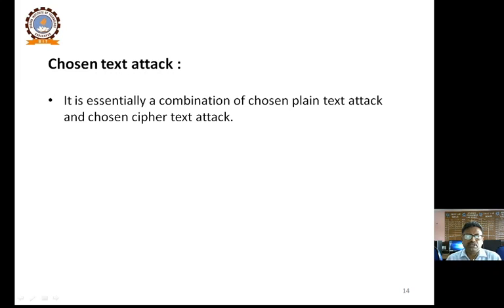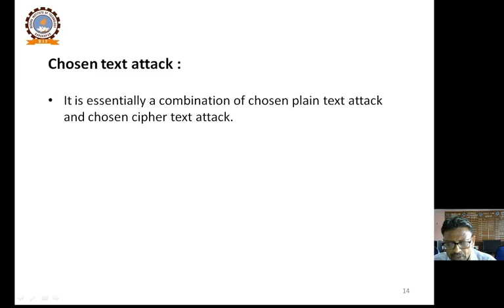And the last one is the chosen text attack. It is essentially a combination of the chosen plaintext attack plus the chosen ciphertext attack. So the combination of both these types of attack comes into the category of the chosen text attack. Now we have a summary of things known to the attacker for these 5 kinds of attack.